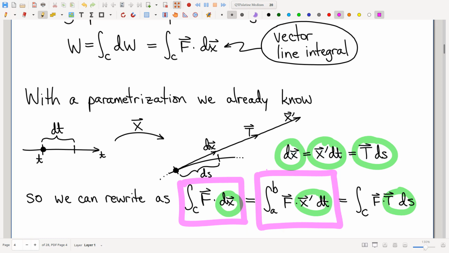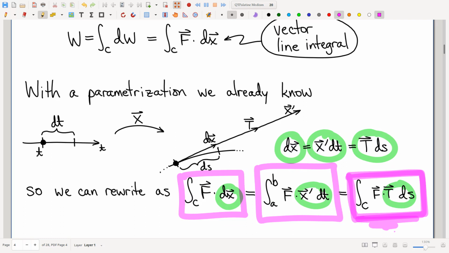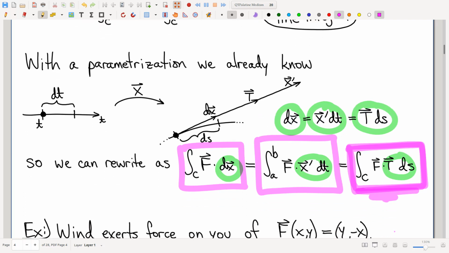Everybody okay? And by the way, here's another formula. This one over here, it serves a purpose. This last one, it serves a purpose. A lot of people like that notation.